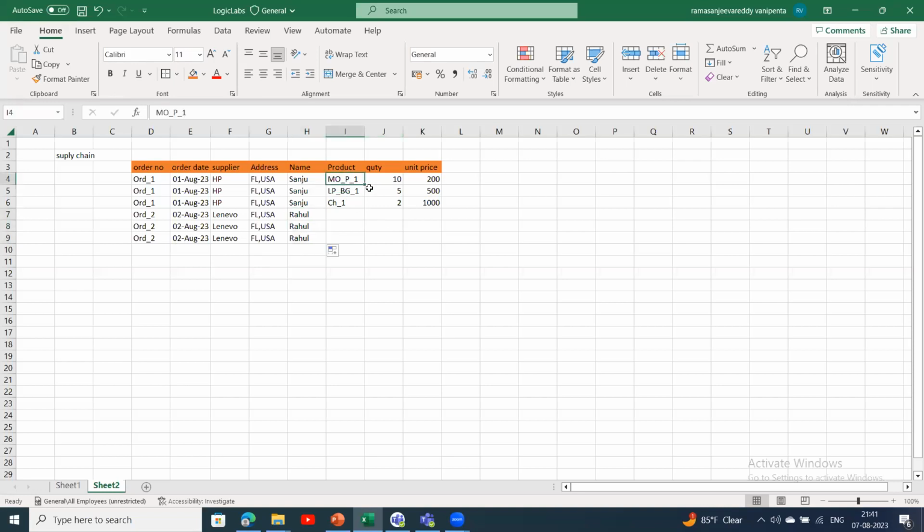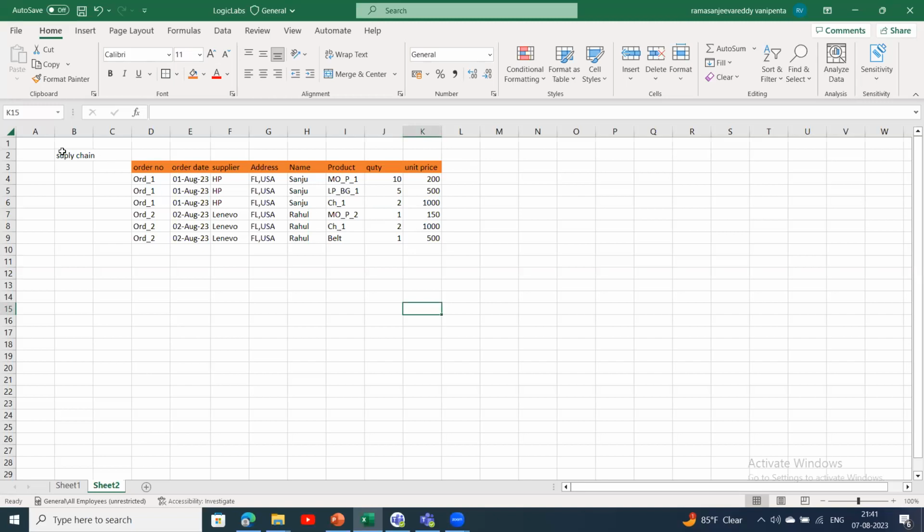And he ordered some other products of quality 2, some different quality products. This one is the same he ordered. And instead of a laptop bag, he might be ordering a belt. He ordered a belt of quantity 1 at a price of 500. And a mouse of quality P_2, he ordered only one, with the price of 150 rupees. You got it, right? You understand this data, everyone. There is no doubt, right?